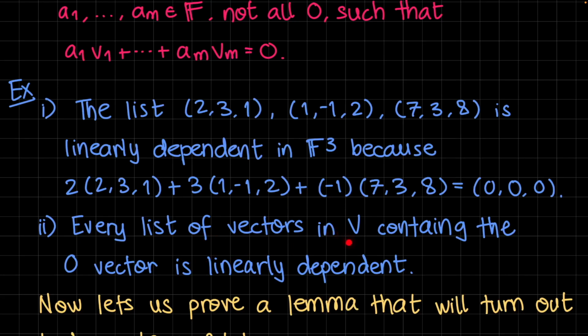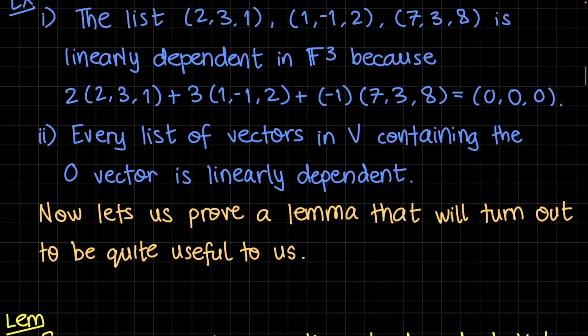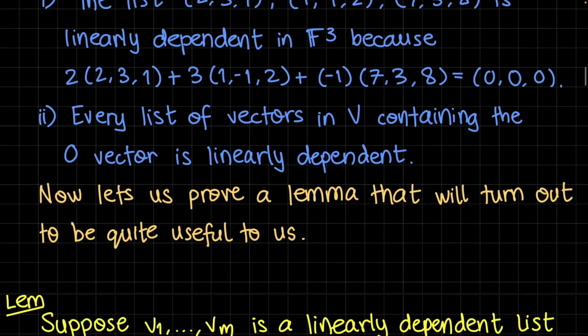And every list of vectors in V containing, and that is a typo, I'm afraid, containing the zero vector is linearly dependent, because you can write the zero vector of your vector space by setting all the other coefficients to 0, but the coefficient of the zero vector in the list to 1, and that is a non-trivial way of writing the zero vector as a linear combination.